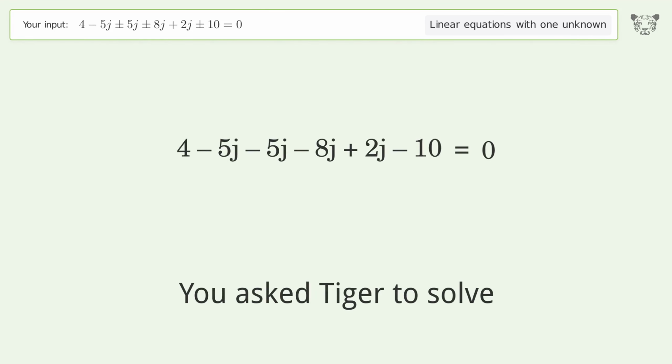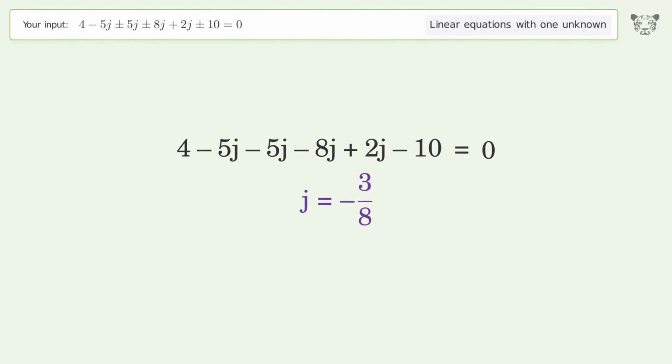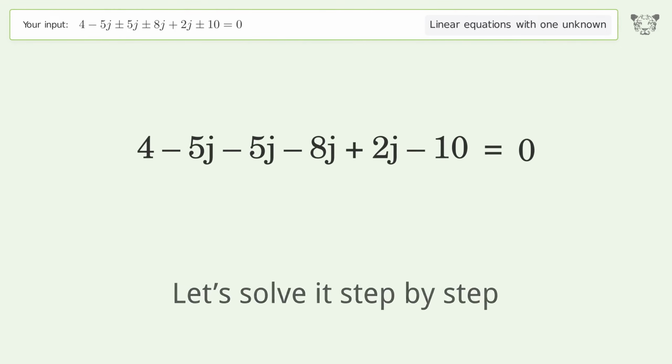You ask Tiger to solve this. It deals with linear equations with one unknown. The final result is j equals -3/8. Let's solve it step by step.